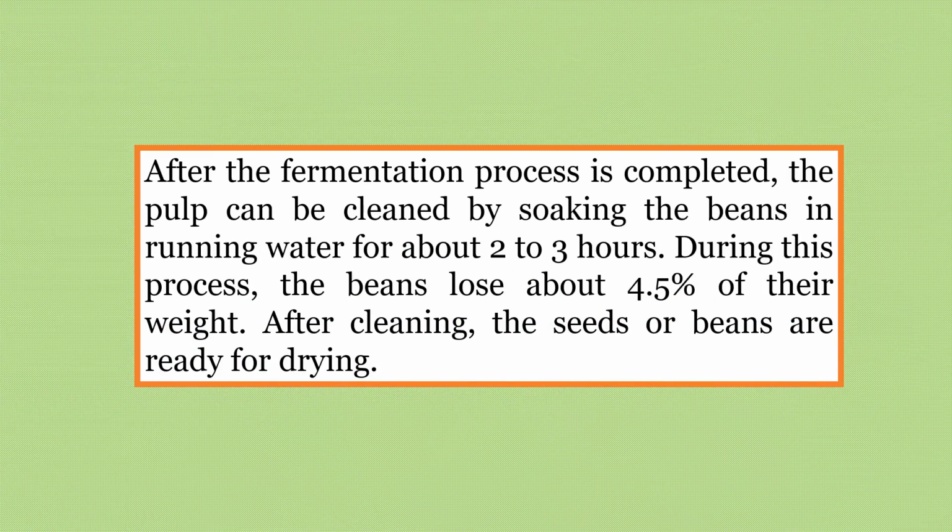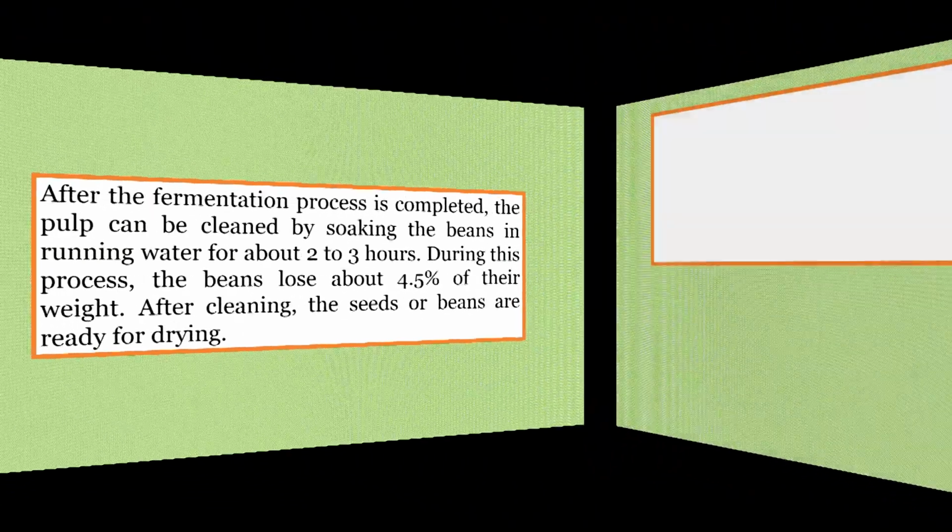As the fermentation process is completed, the beans are cleaned by soaking in running water for about 2 to 3 hours. During this process, the beans lose about 4.5% of their weight, and after cleaning, the seeds or the beans are ready for drying.